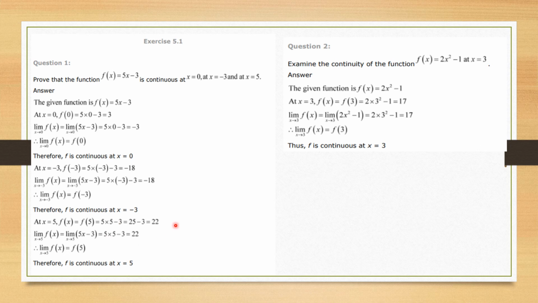Question number 2 is: examine the continuity of f(x) equal to this at x = 3. So again we will find f(3). So f(3) is 17, and the limit as x approaches 3 of f(x) is 2x² - 1, that is, just simply replace this x by 3 and we get 17. So the limit as x approaches 3 of f(x) equals f(3). So the function is continuous at 3.